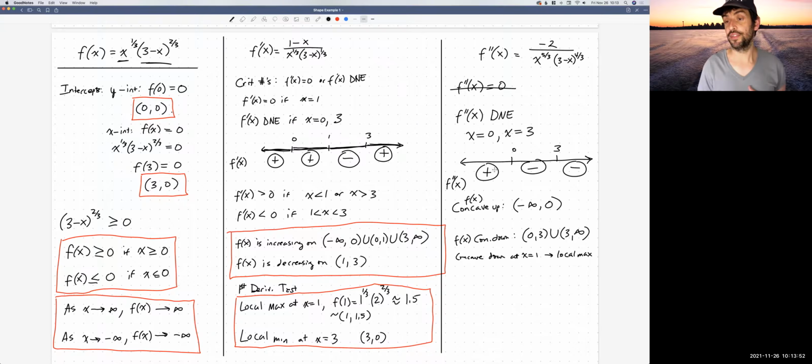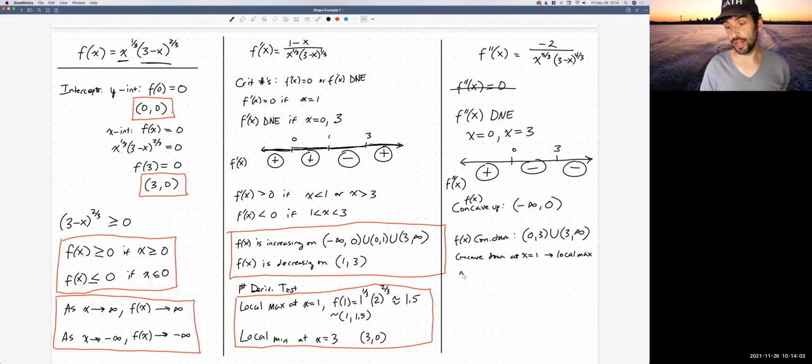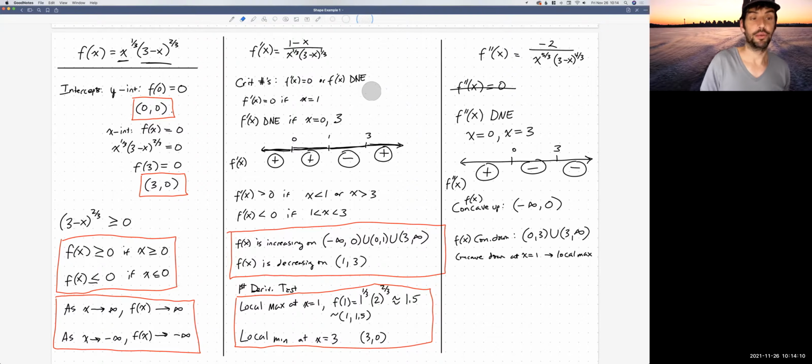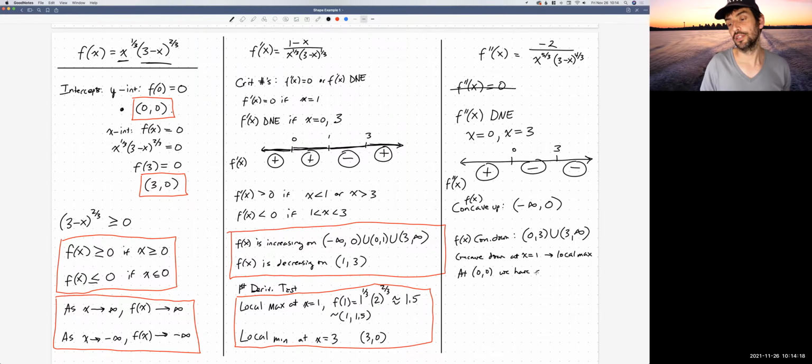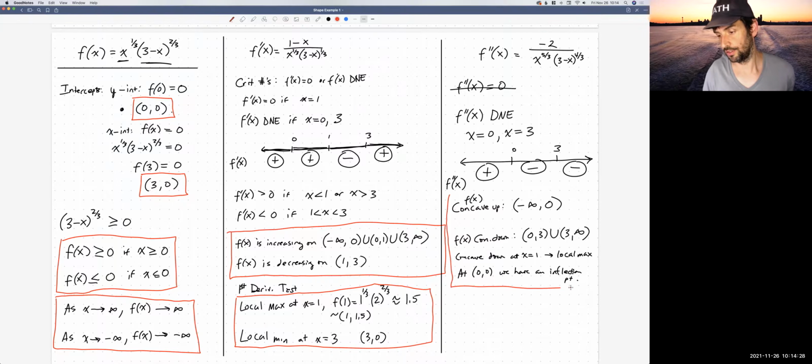We also notice that concavity switches as we go through x equals 0, right? And so x equals 0 is, well, let's put the point in. At x equals 0, the function, remember, we found evaluated to 0. That was up here. So at (0, 0), we have an inflection point. All right, so we've got some information from our second derivative.